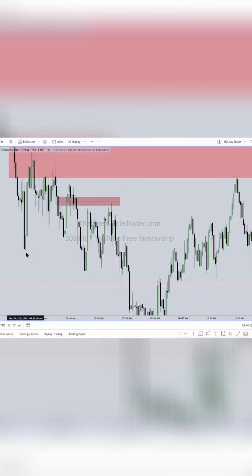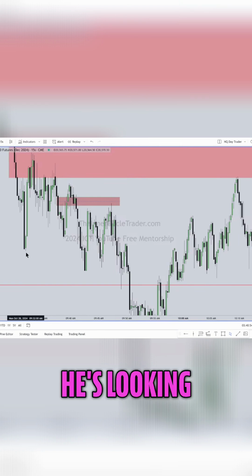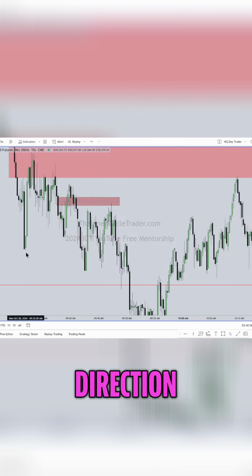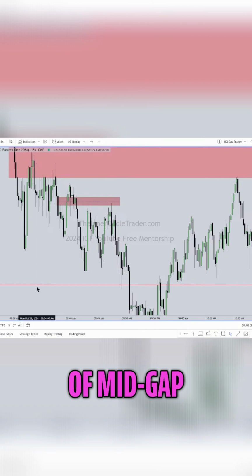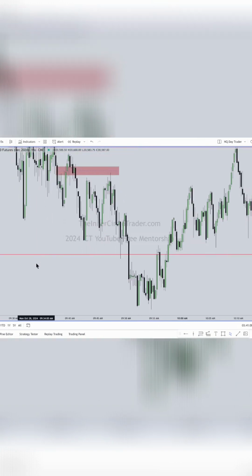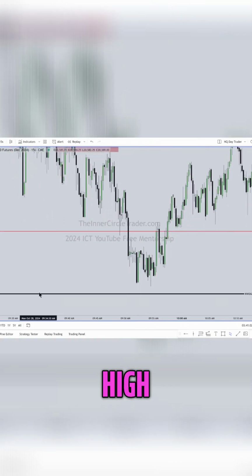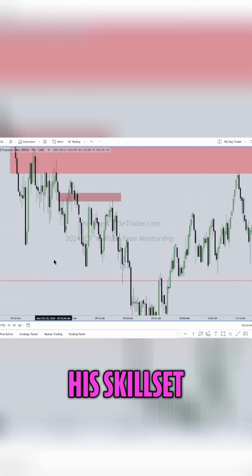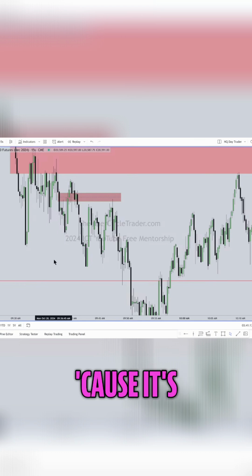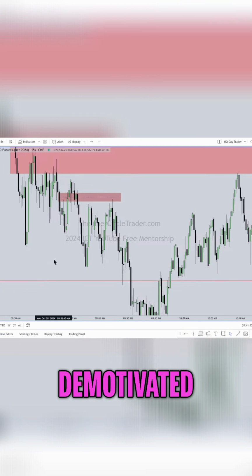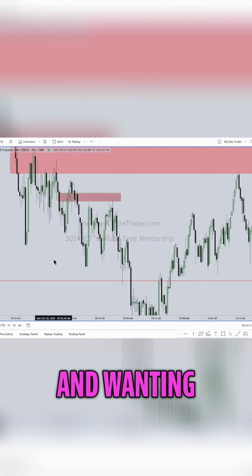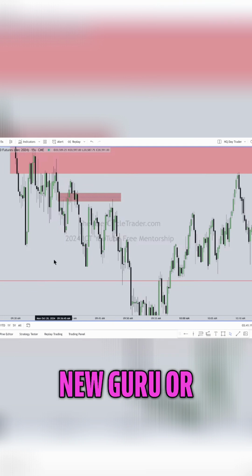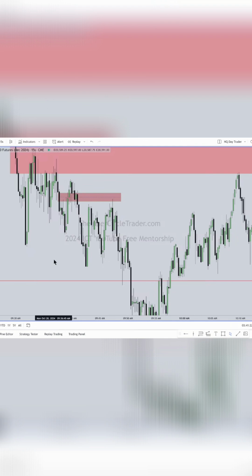Think about it. That's all he's looking for. It's in the direction of mid gap. It's in the direction of new week opening gap high, but because his skill set is so modest, it's next to nothing right now. How does he grow in his confidence? How does he stay motivated? Because it's real easy to be demotivated. It's real easy to talk yourself out of doing this and wanting to jump into a new system or a new guru or a new something.